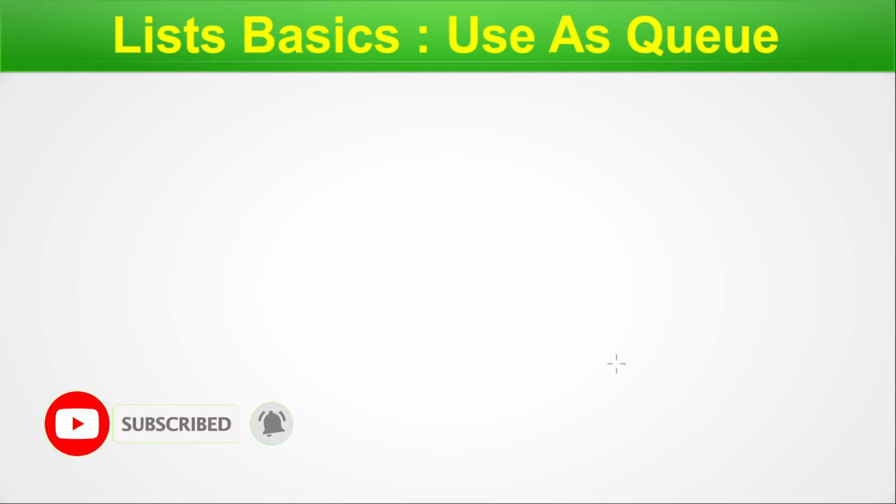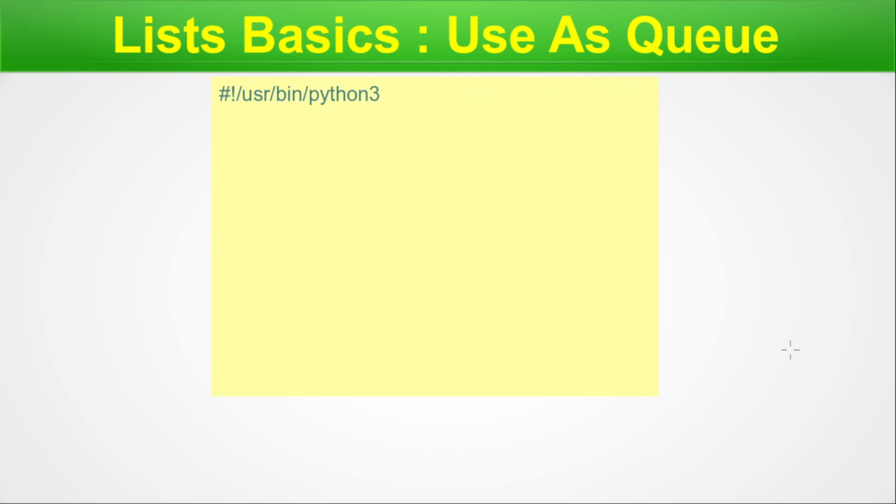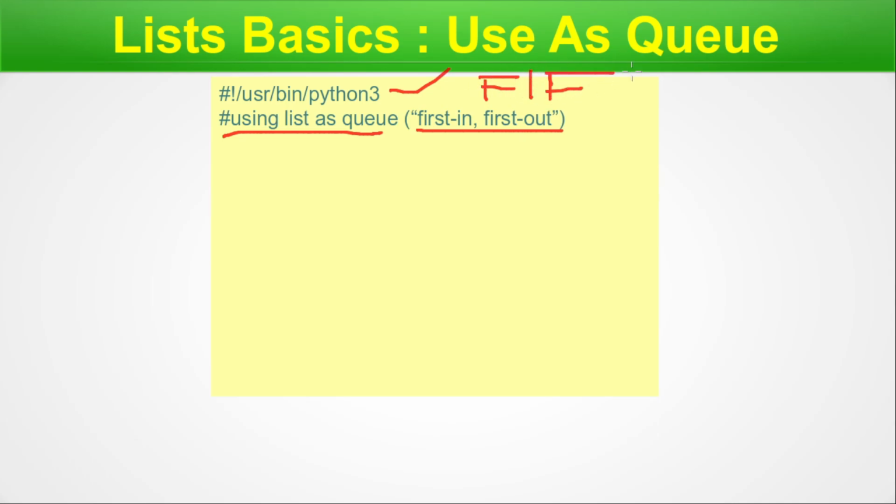List basics, use it as a queue. The first line of the code is nothing but the Python interpreter. Let us see how a Python list can be used as a queue. So using a list as a queue means first in first out, that is FIFO. Stack was LIFO, that is last in first out, and queue is first in first out.